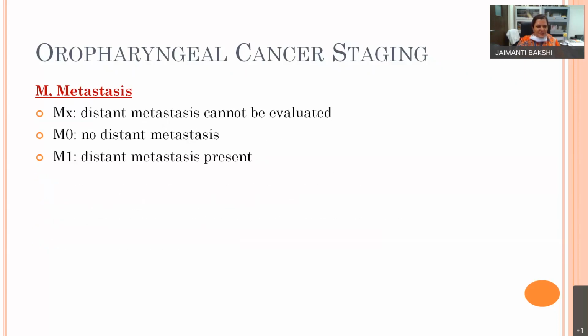M stands for distant metastasis. MX is when distant metastasis cannot be evaluated. M0 is no distant metastasis, and M1 is distant metastasis present.